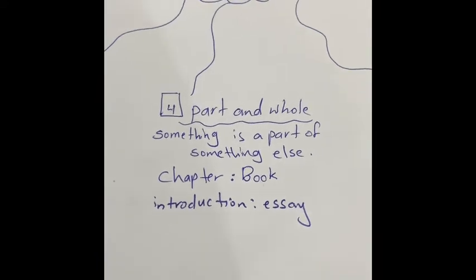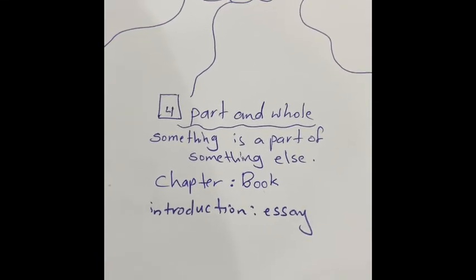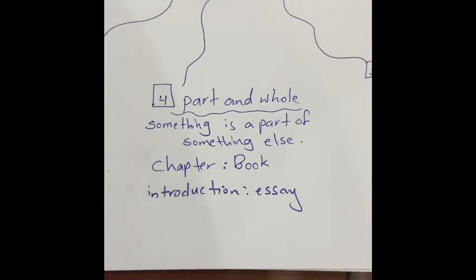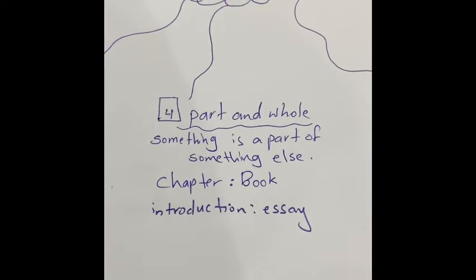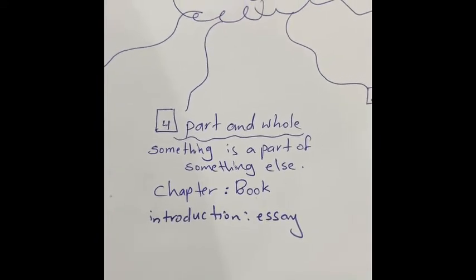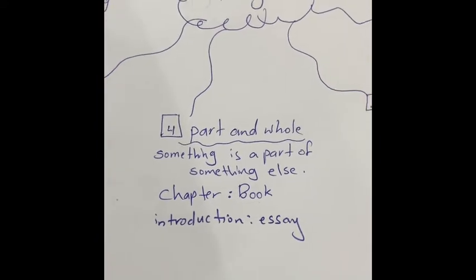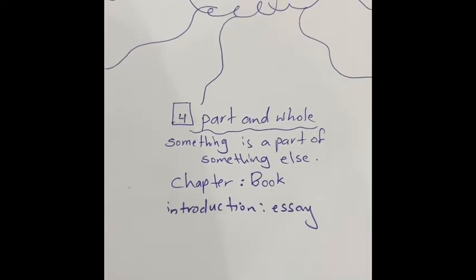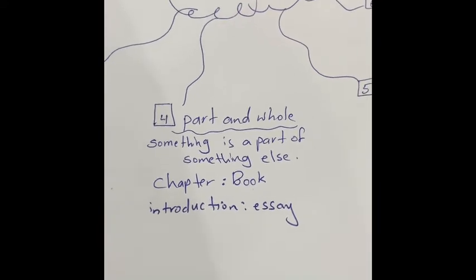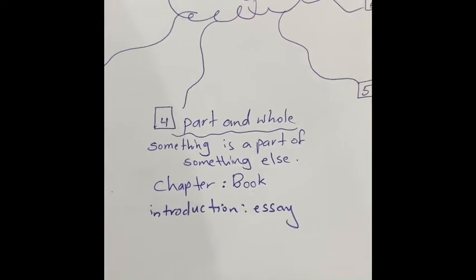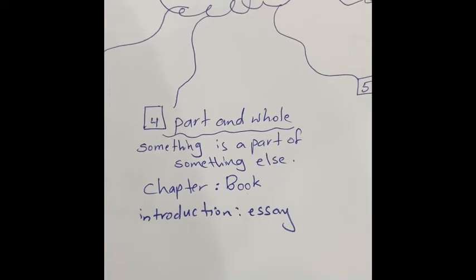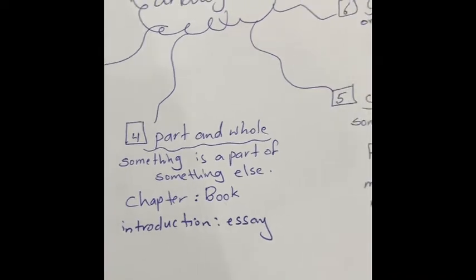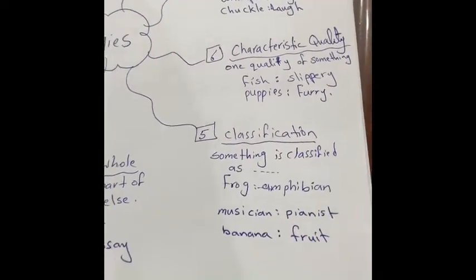Kind number four, part and whole. Something is a part of something else. This is the meaning of part and whole. For example, chapter and book. Chapter is a part of the book. And if I say introduction or conclusion, this is a part of an essay. So is it clear? Inshallah, everything will be clear with the examples, more examples in the book.